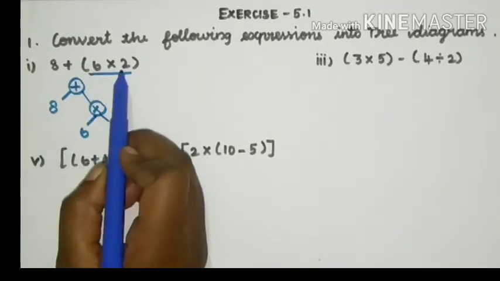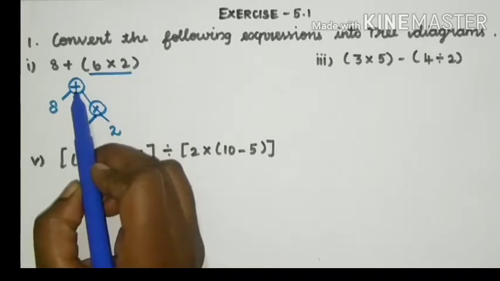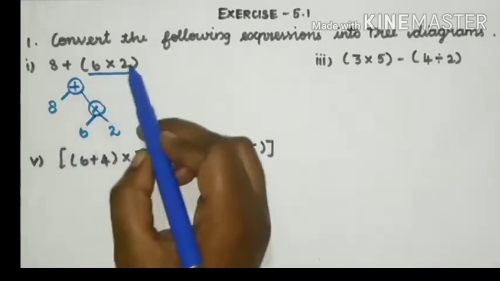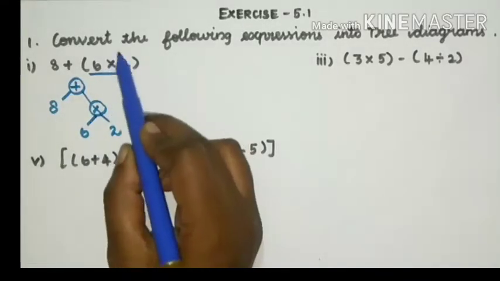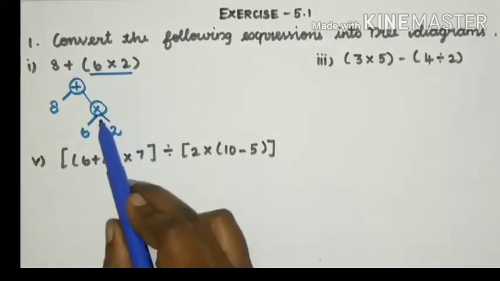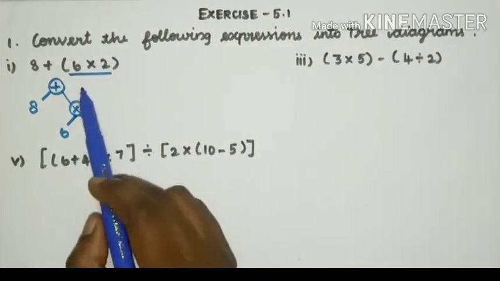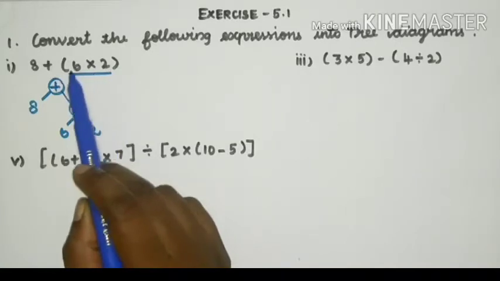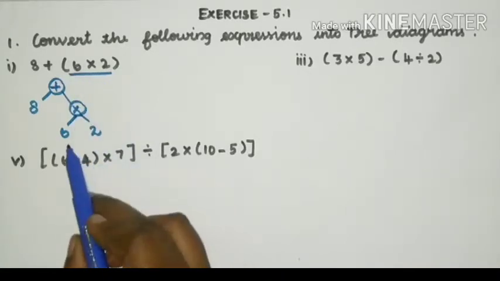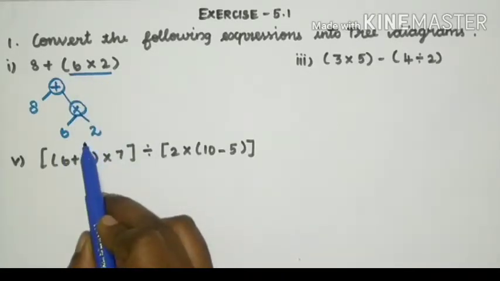8 plus 6 into 2. First you have to write the addition operation, 8, and the two numbers are connected with the operation multiplication. So you have to write the multiplication symbol here. Which two numbers are multiplied here? 6 and 2. So you have to write 6 and 2 here.